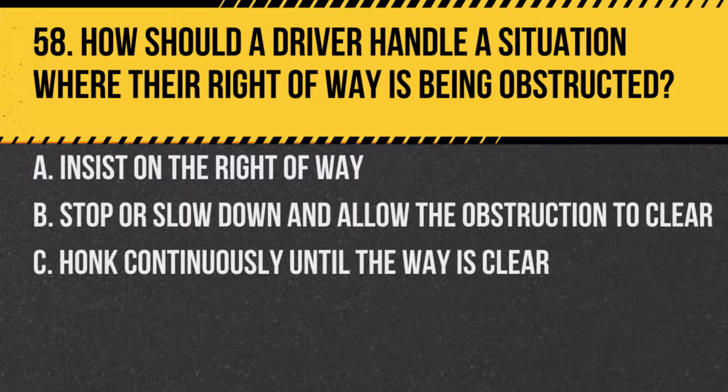Question 58. How should a driver handle a situation where their right-of-way is being obstructed? A. Insist on the right-of-way. B. Stop or slow down and allow the obstruction to clear. C. Honk continuously until the way is clear. Answer B. Stop or slow down and allow the obstruction to clear.